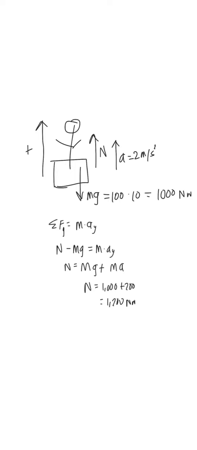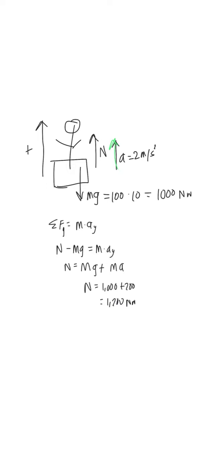Okay, so for number 2, we're looking at someone standing on an elevator, let's say, that is moving up at 2 meters per second. That's the acceleration. And we have to find all the forces that are acting on this person in the elevator.